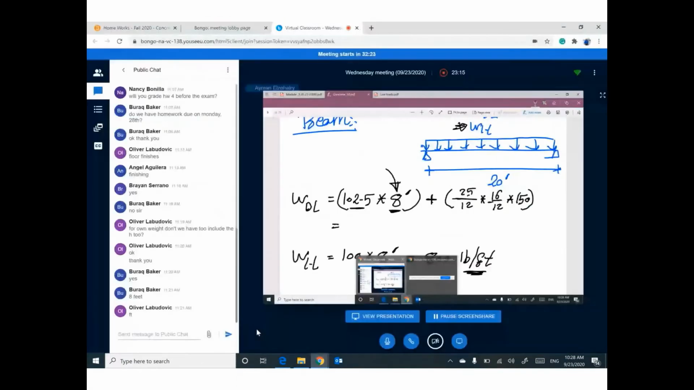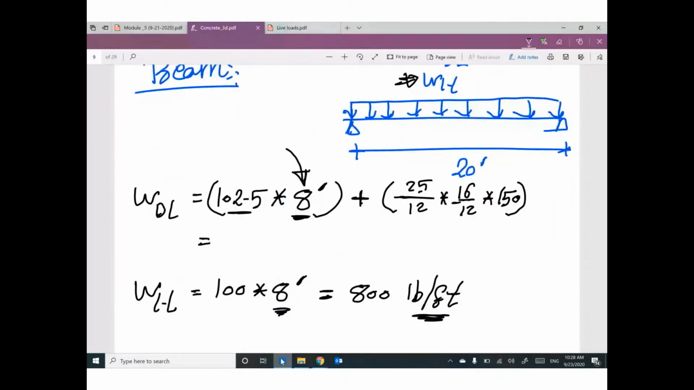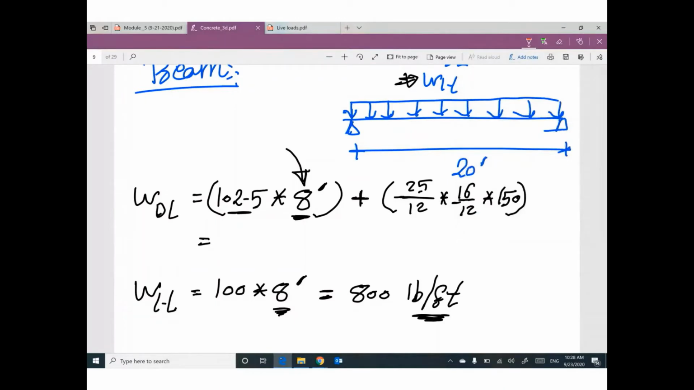Yeah. But the question is, we agree with this. But the question is, what do you mean by this part? Anybody can figure out what does it mean? What is the meaning of 5 divided 12 times 16 divided 12 times 150? What does it mean?